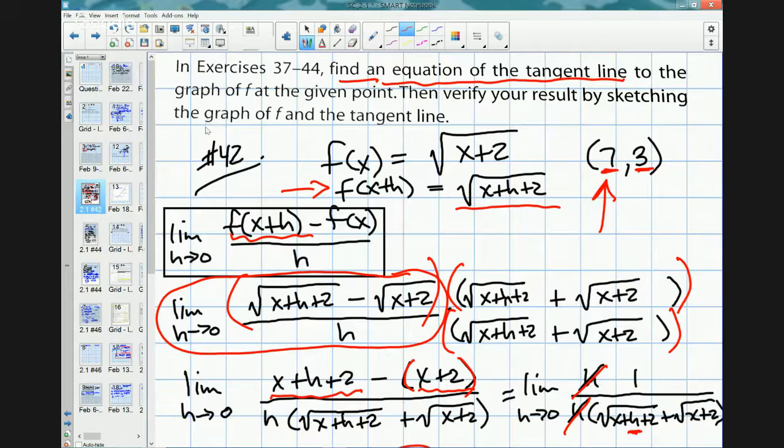Anybody have a question on 42? I know that may be pretty fast, but this might even be the exact problem we did last time. But we never carried it out with the 7, 3. Now we have. I want to do another one of this ilk. These roots aren't the easiest derivatives, so we're going to take one this time that's a little bit better. Number 44. So I'm going to move to number 44 now.